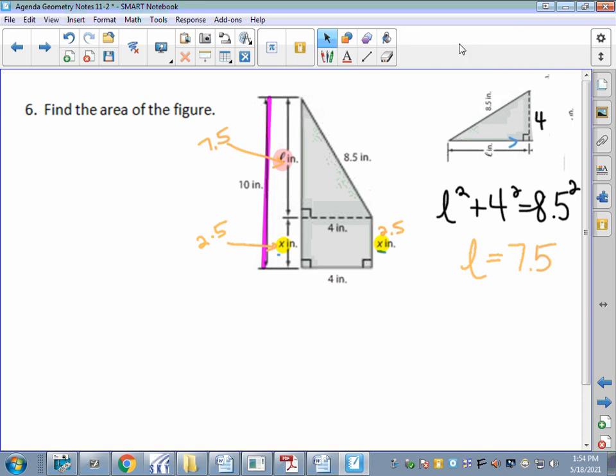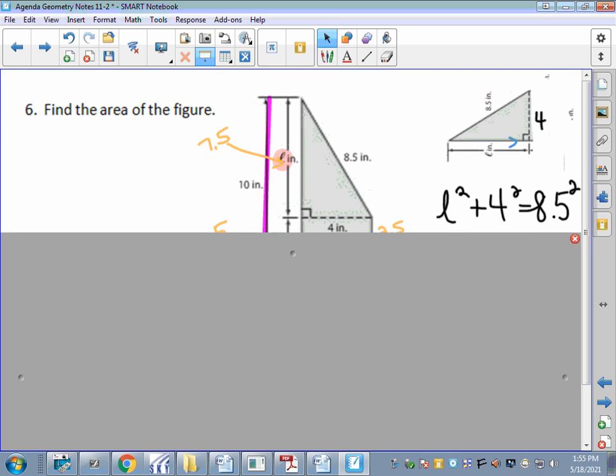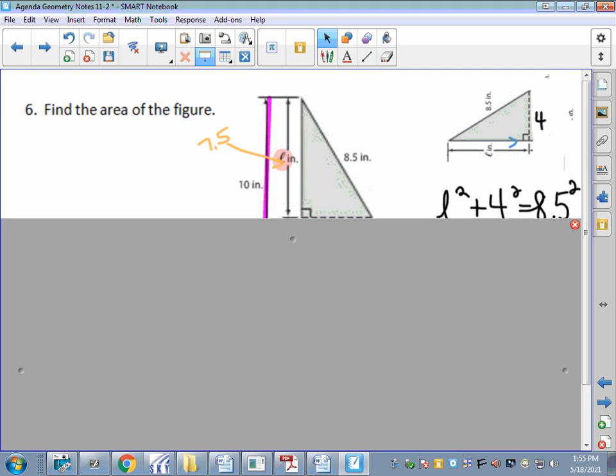Now my question is, do you want to do this as a rectangle and a triangle, or do you want to do it as a trapezoid? Because just like in section 11.1, we could add the areas together, or we could just do one big trapezoid. I'm guessing that most people are going to want to do it in two separate sections. So you're probably going to want to figure out what the area of this guy is.